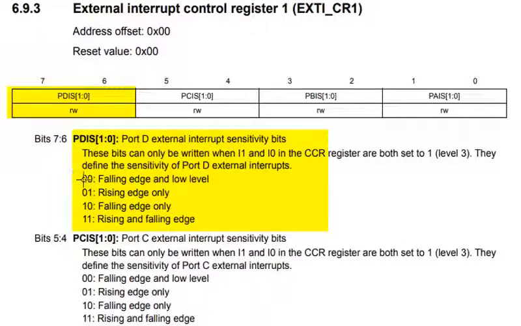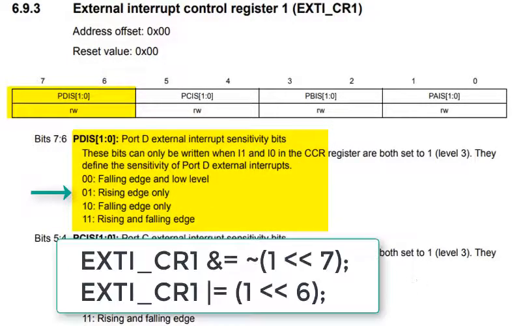So if we write 00 on these two bits, because we are dealing with port D, it will detect falling edge and low level. If we write 01, it will detect rising edge only. But if we write 10, it will detect falling edge only. And if we write 11, it will detect both rising and falling edge. We are detecting the interrupt on 01, meaning rising edge only. So this is the interrupt that we are dealing with.